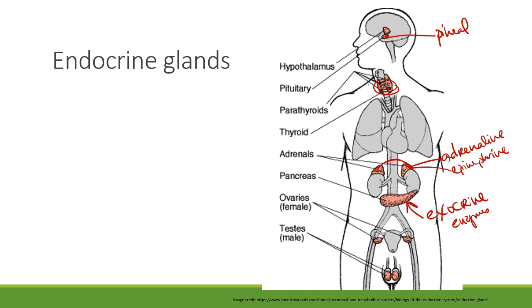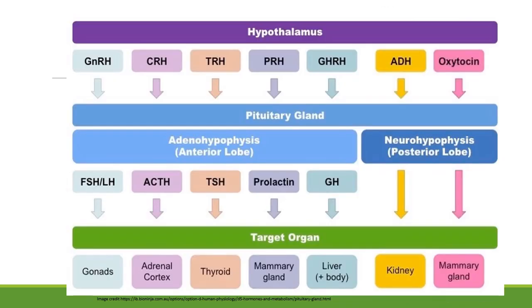Pancreas is also an endocrine gland when it makes insulin and glucagon. We're going to talk about that today. It is part of the endocrine function of the pancreas. And then we also have ovaries and testicles or testes. These guys are making our reproductive hormones, which we're going to focus on mostly today. Here is a flow chart showing us relationships between hypothalamus, pituitary, and target organs.